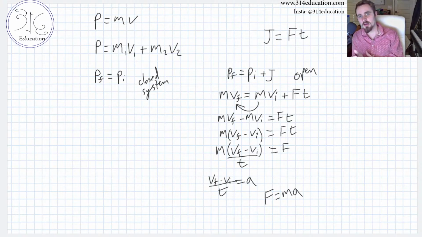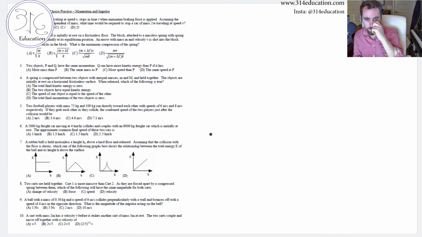That being said, I think we're ready to see some problems in action here. We've got a little bit more multiple choice than usual, I believe. We're going to start right off the bat with a car of mass m traveling at a speed v. It stops in time t when the maximum braking force is applied. This is our signal that we're probably going to be using impulse, because we have a time for a force. Assuming that the braking force is independent of mass, what time would be required to stop a car of mass 2m traveling at speed v?